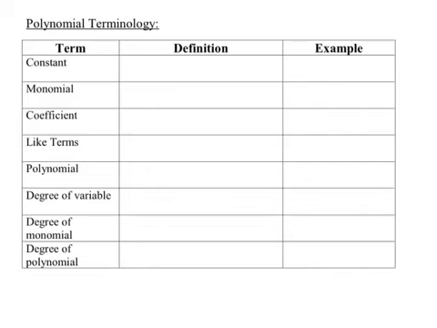Next term, monomial. What is a monomial? Yeah, just one term. One term. So a monomial would be an example like this. That's a monomial because there's no plus or minus sign there. Okay? Again, with a monomial, you're never going to have a plus or minus sign there.